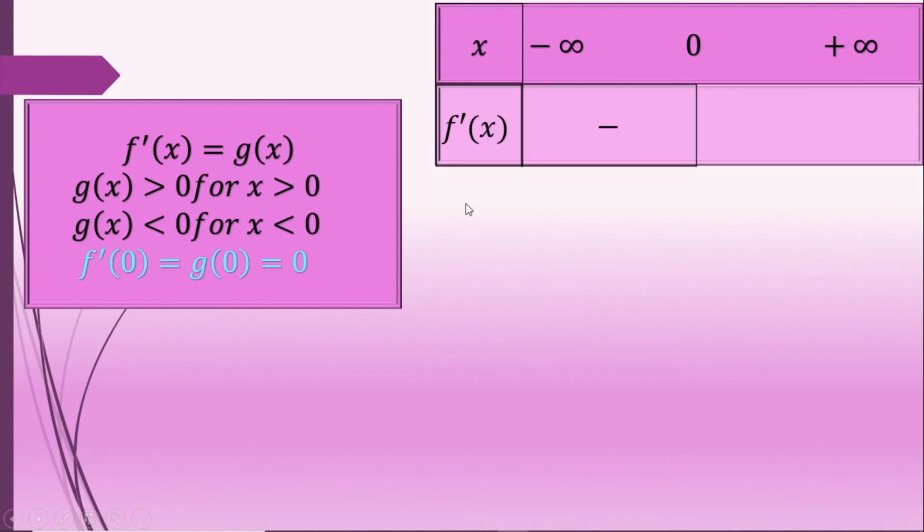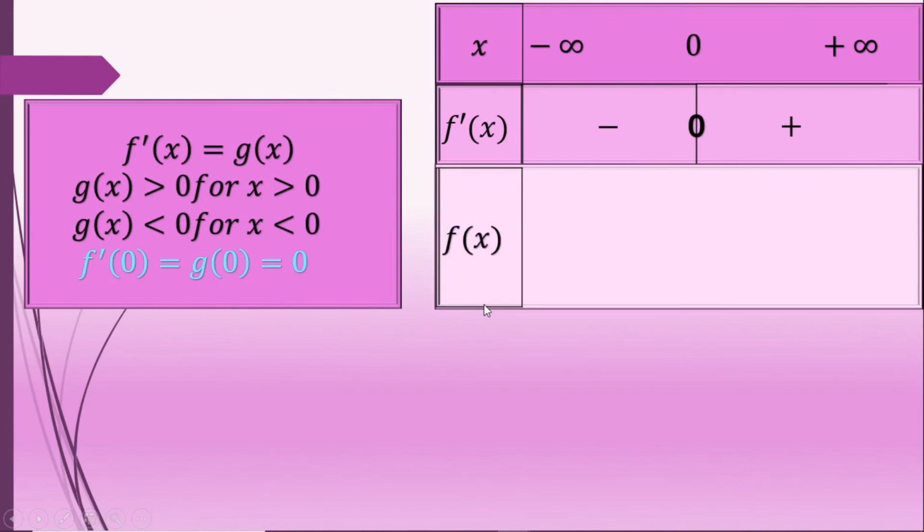Also, since f prime of x equals g of x, f prime of 0 will be equal to g of 0, which is 0. Now we can easily set up this table of variations. So f prime is negative from minus infinity towards 0 and positive from 0 towards plus infinity. Also f prime of 0 is 0. Now what about f of x? Sure, when f prime is negative, f will be decreasing. When it's positive, f will be increasing.